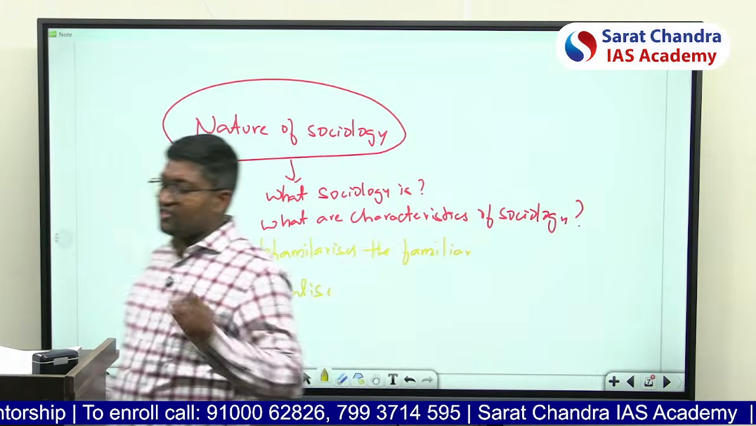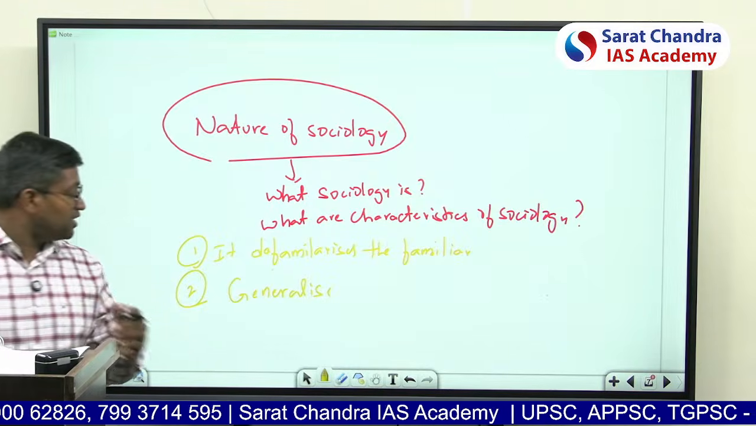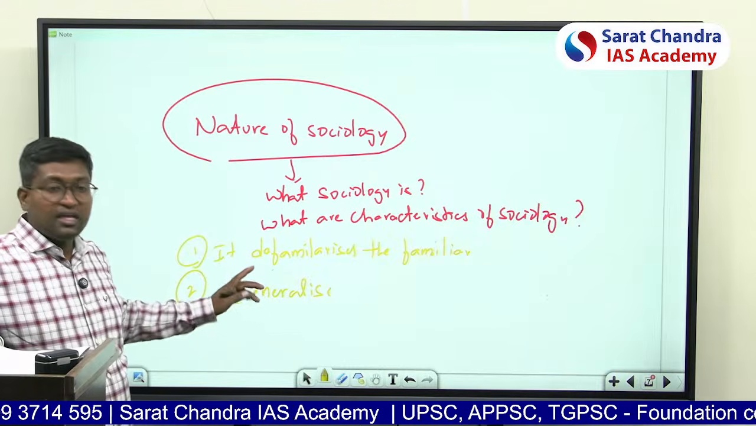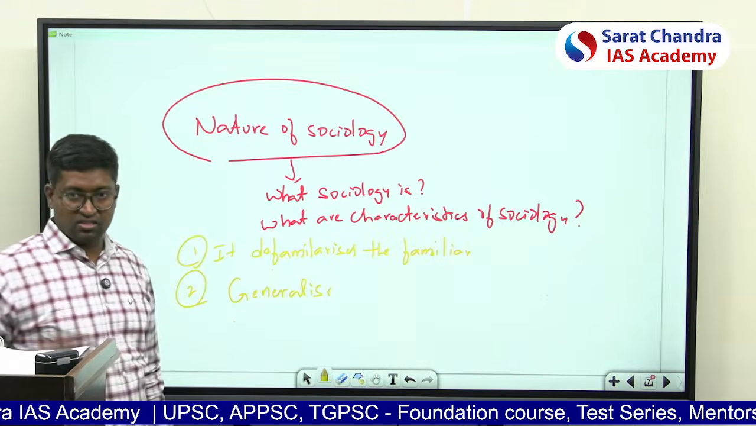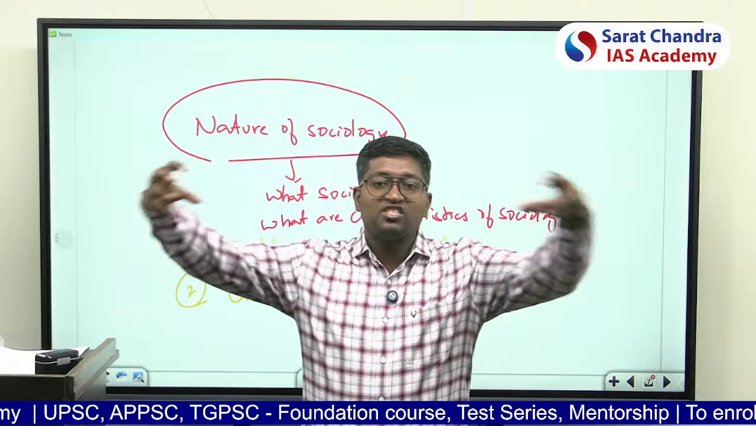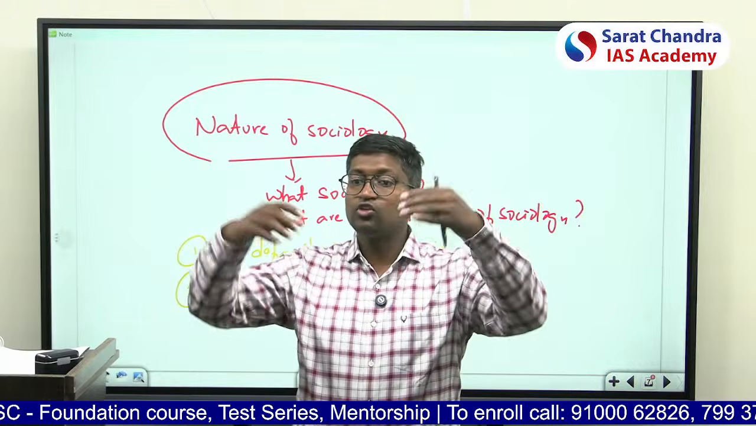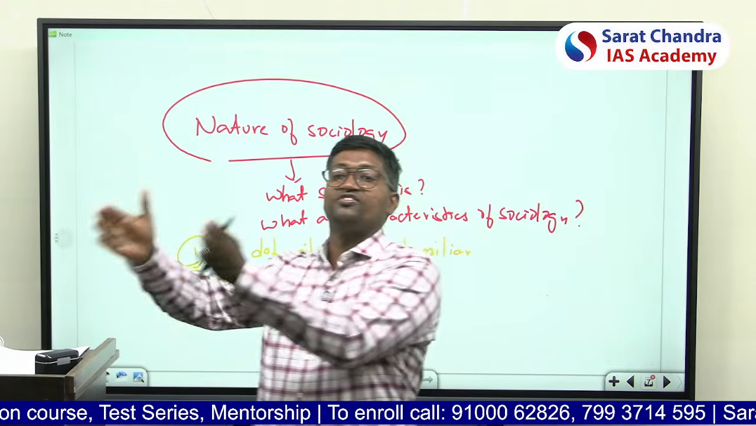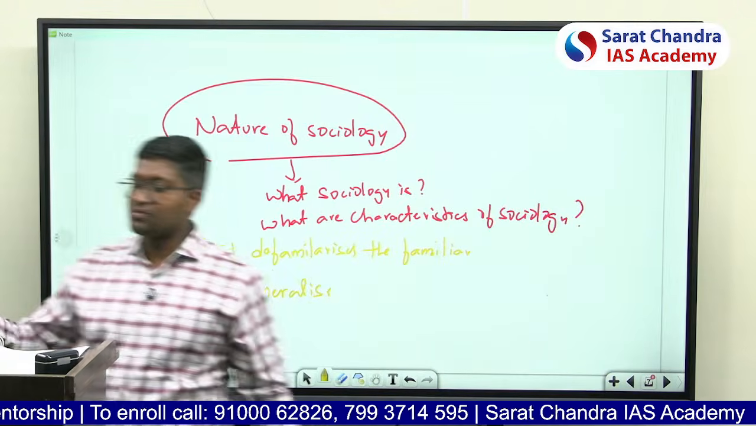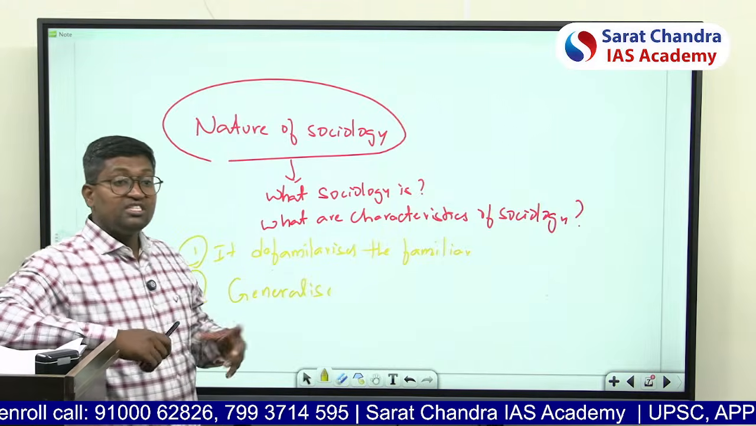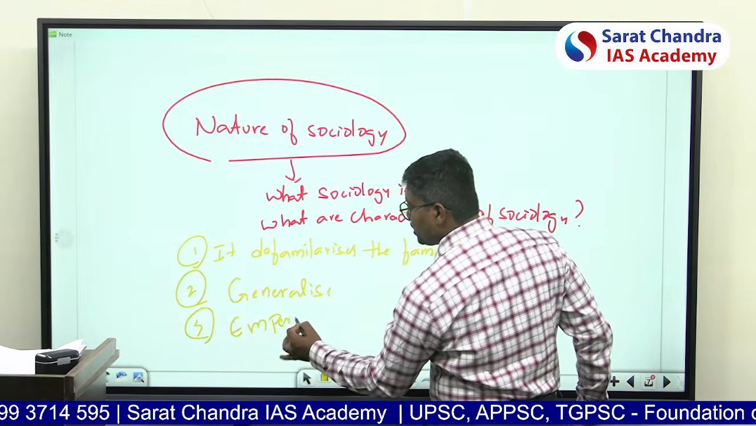So sociology tries to find patterns in randomness. Sociology will look into many specific events, and it will try to generalize. It will look into so many movements and give the characteristics of a social movement. It will defamiliarize the familiar aspects. Next, sociology is based on empiricism.